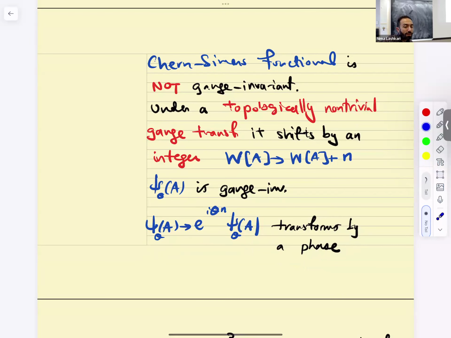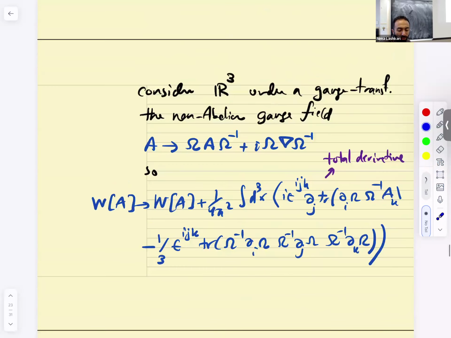So next, the point I'll try to make is to convince you that if you evaluate W, the Chern-Simons functional, on a pure gauge transformation, it will calculate for you n. I'll probably start the argument and then you'll have to finish the calculation yourself.